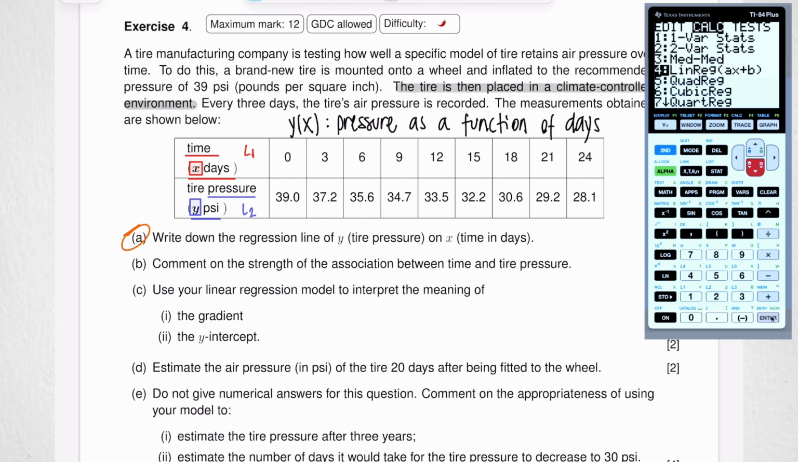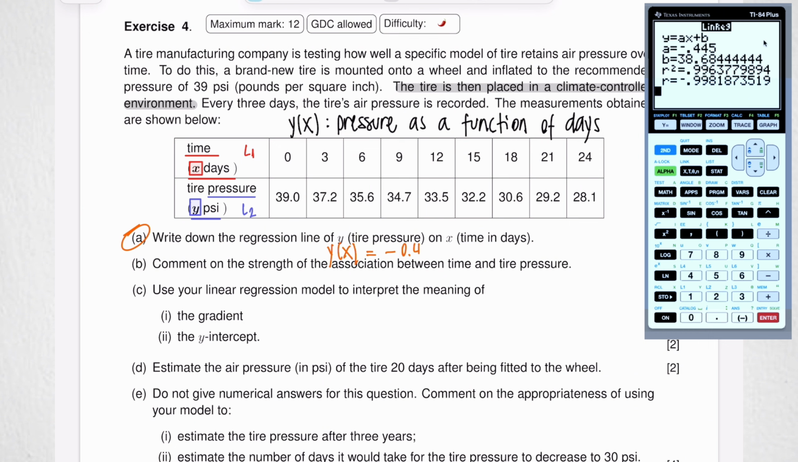You should do a linear regression where the X list is L1. In this case, right now I'm using a TI-84. L2 is the pressure, and we're going to store, which means clicking on vars function y1, whatever equation that we get, which means a linear one, into our y1. And what we get here is y as a function of x as negative 0.445x plus 38.7 rounded to 3 significant figures.